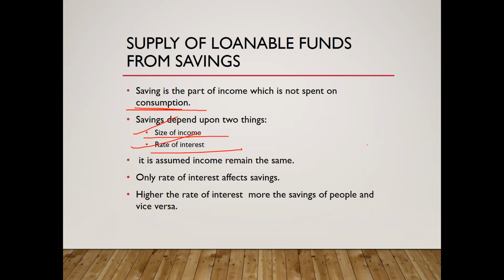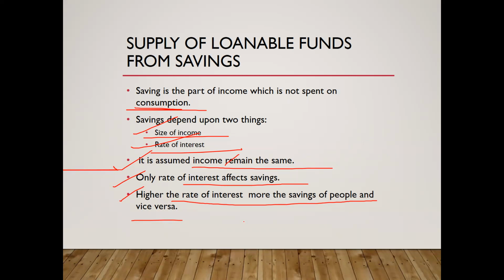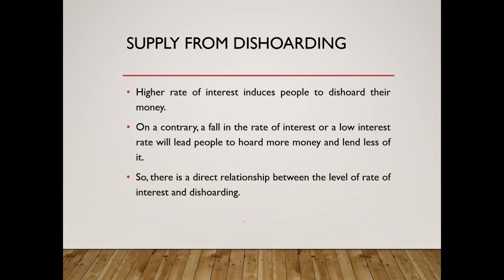It is assumed income remains the same. As per this theory, we are assuming income remains the same, that means there is no increment in income. Only one factor is affecting saving, that is the rate of interest. The higher the rate of interest, the more the saving of the people, and vice versa. If the rate of interest is higher, people are saving more, and if it is lower, people are saving less.